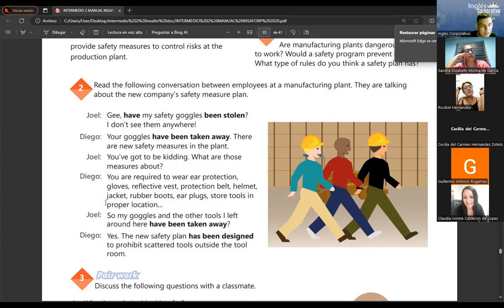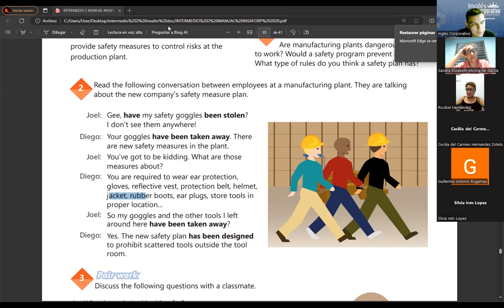Okay. Let me see. Jacket, rubber boots, earplugs. Store tools in proper location. Very good. Let's ask Miss Sandra Elizabeth and Miss Silvia Inés López, please. Okay. Empieza, Sandrita.